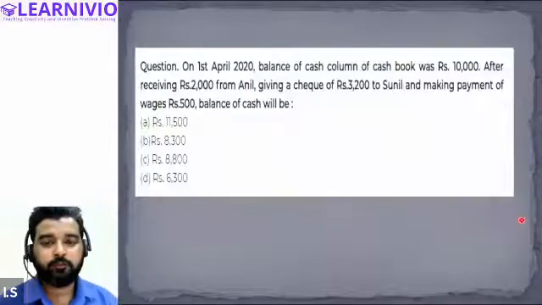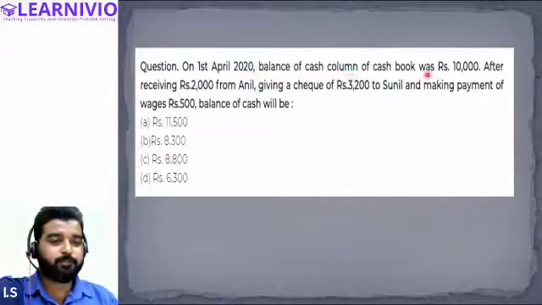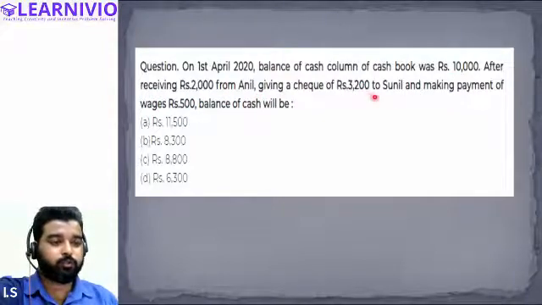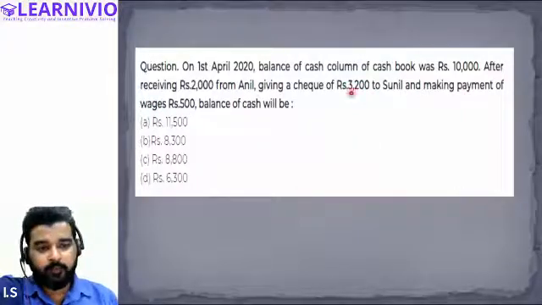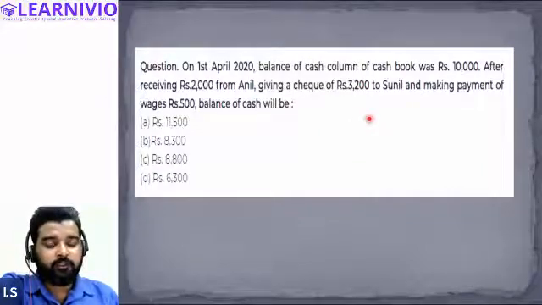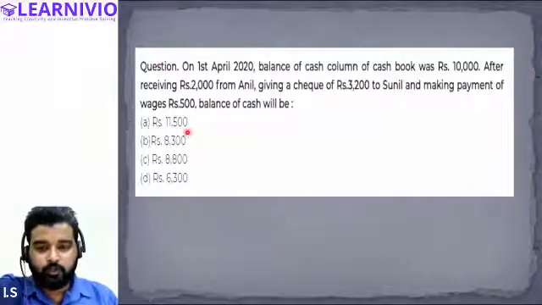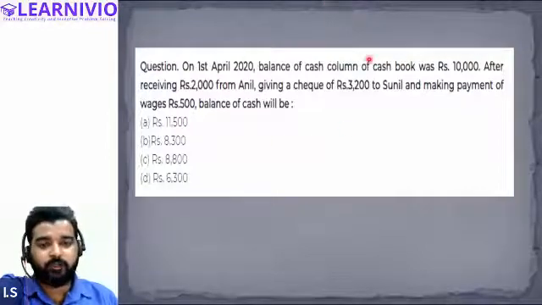Okay. So see, this is a question on 1st April 2020. The balance of the cash column of the cash book was 10,000 after receiving 2,000 from Anil, giving a check of 3,200 to Sunil and making payment of wages 500. The balance of cash will be? You need to find the cash balance. These are the various options available. Is the option clearly visible to all of you? The first option is 11,500. Or do I need to share the screen with you? No, sir, it's clear.